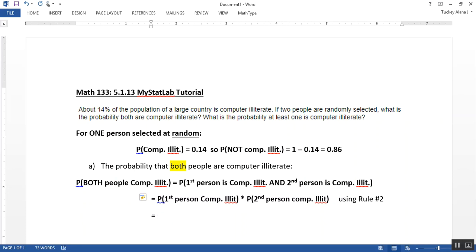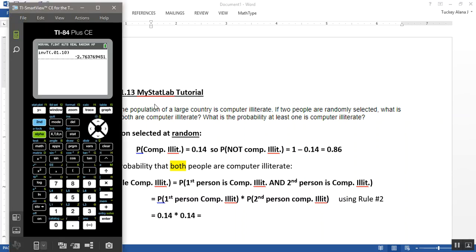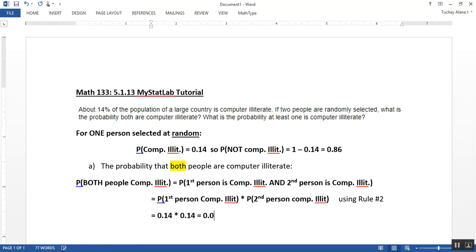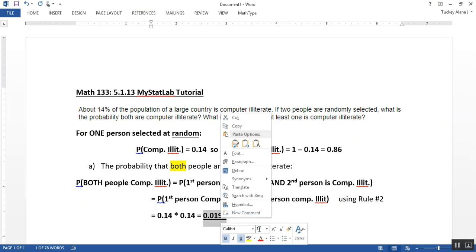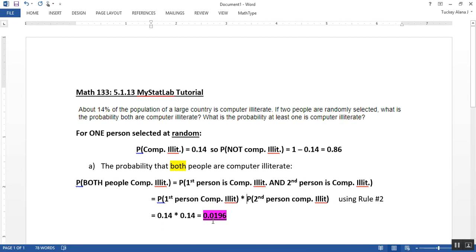All right, well, up above, we already determined what the probability of computer illiterate was. It's 0.14. So this is 0.14 times 0.14, and I would just need a computer to figure that out. So that would be 0.14 squared, or 0.14 times 0.14, and I get 0.0196. And that's my answer right there for part A. I'm just going to give it a little pink highlight.